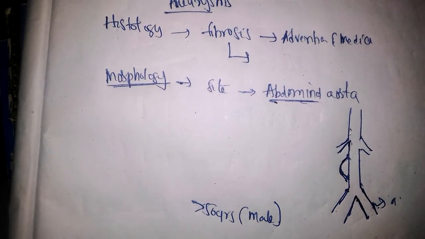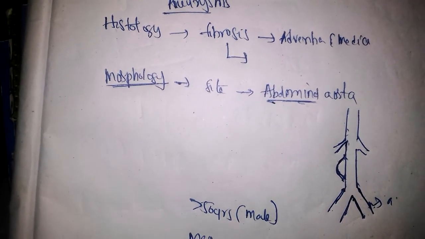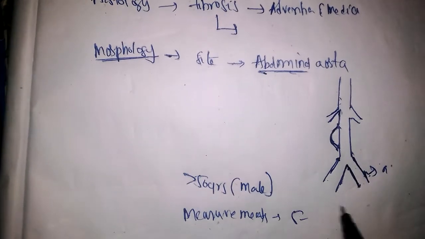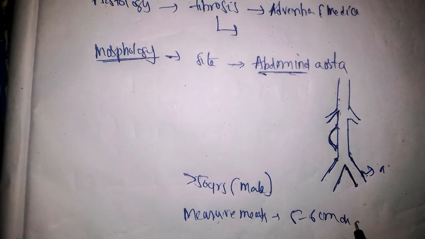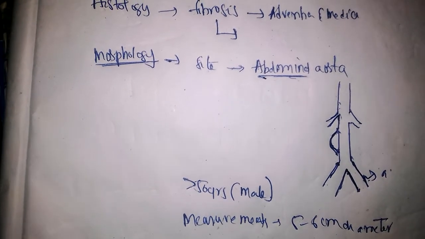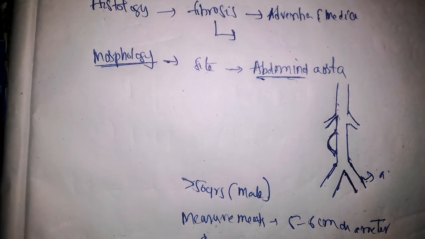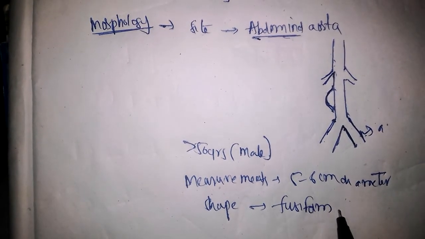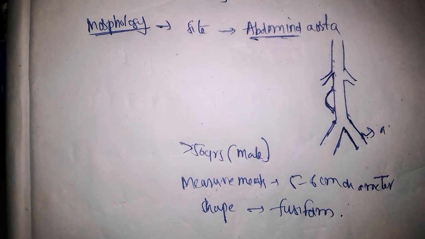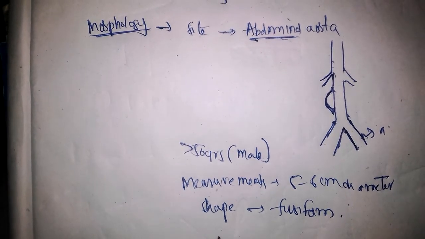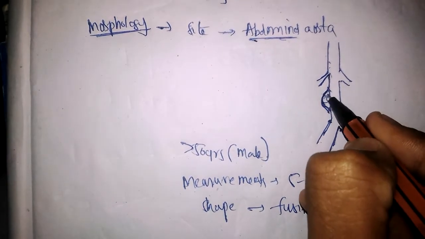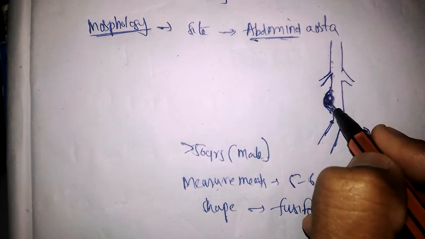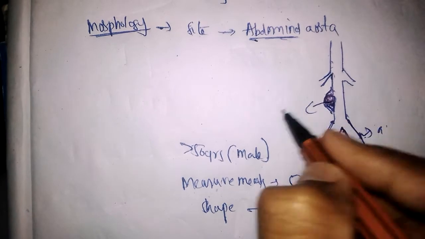And the measurements of these aneurysms are 5 to 6 centimeters in diameter. The shape of this aneurysm is, most of the time, fusiform. And sometimes we may find mural thrombi in the aneurysm. Okay, most of the time we find thrombi in the aneurysm.